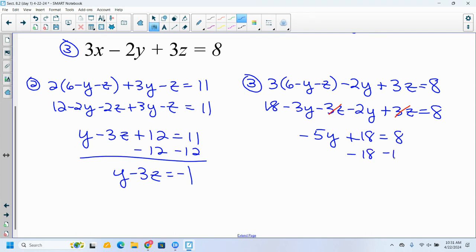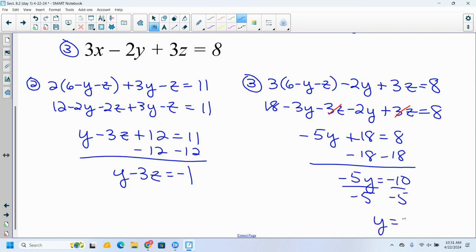So what I can do, hold on, let me slow down, sorry. Okay, once you got that, you got negative 5y plus 18 equals 8. You can figure out what y is. Okay, and that's the whole goal, is you want to find what the values are. So I'm going to subtract 18. And I get negative 5y equals negative 10. Divide by negative 5. And I get y equals 2. So I got that answer.